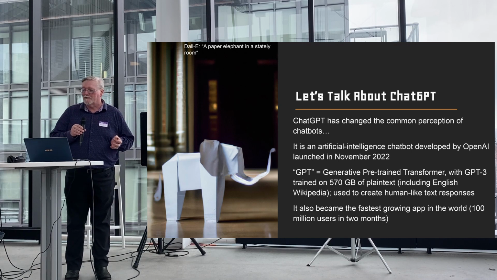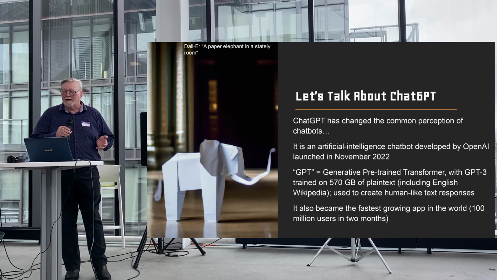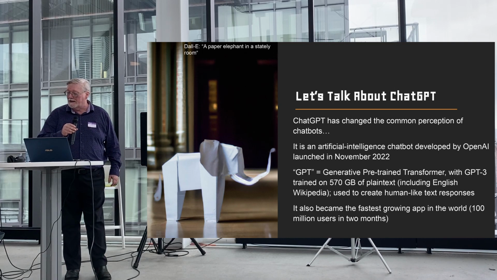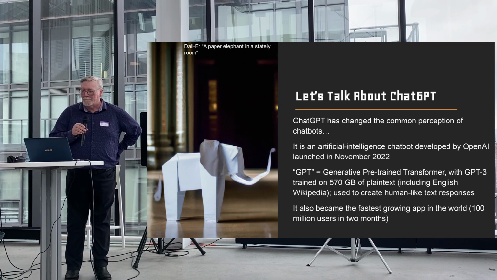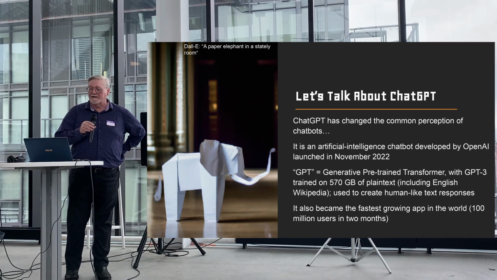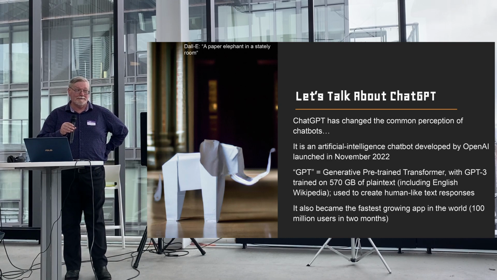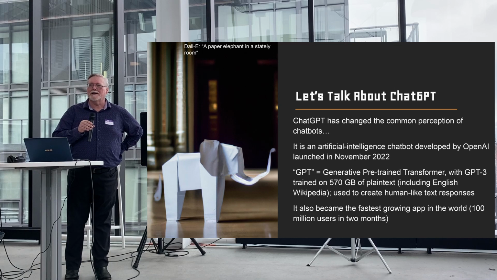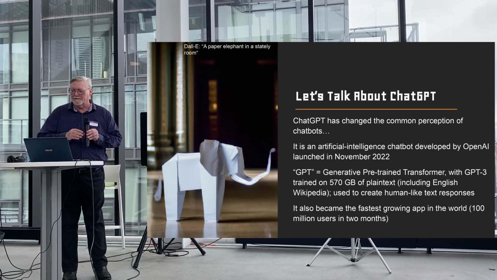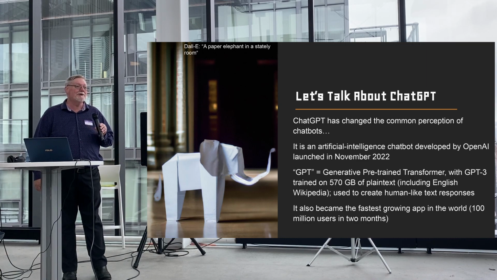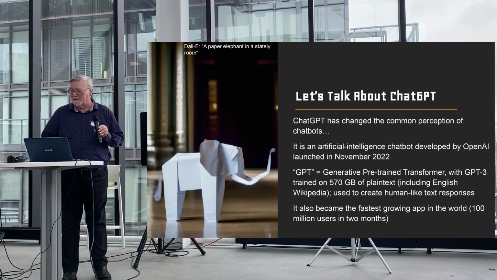The GPT part, which I don't think gets talked about a lot, stands for Generative Pre-Trained Transformer. GPT-3 is trained on 570 gigabytes of plain text, including English Wikipedia, used to create human-like text responses. It also became the fastest growing app in the world, with over 100 million users in only a couple of months.